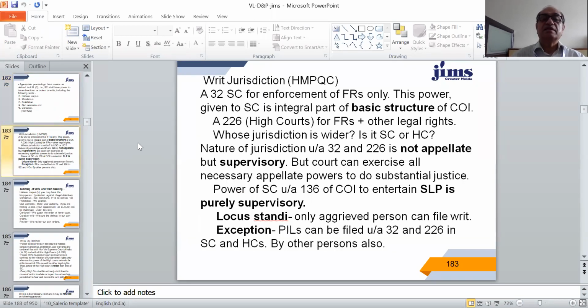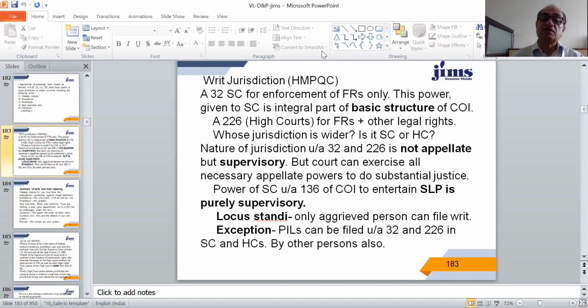So, dear students, this Article 32 gives powers to the Supreme Court for enforcement of fundamental rights only. And this power given to the Supreme Court is an integral part of the basic structure of the Constitution of India. And Article 226 empowers the High Courts for enforcement of fundamental rights plus other legal rights also. So whose jurisdiction is wider? Is it the Supreme Court or the High Court?